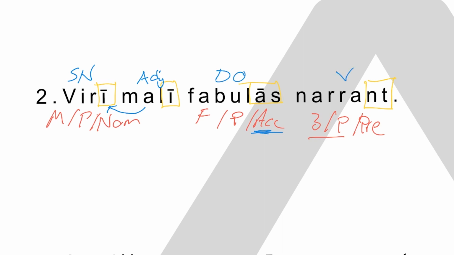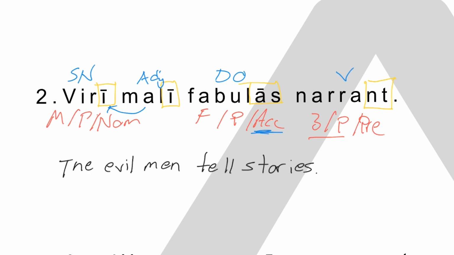All right, so now we can rearrange things. In English, we want to put our subject first with our adjective in front of it. So the evil, or you can just say the bad, the evil men. Next comes our verb, tell, and then our direct object. I'm going to keep it plural because it's plural in Latin. Tell stories. The evil men tell stories.